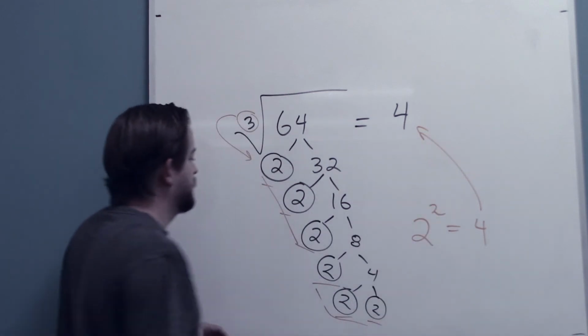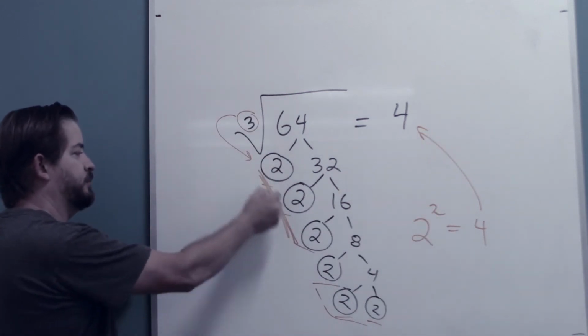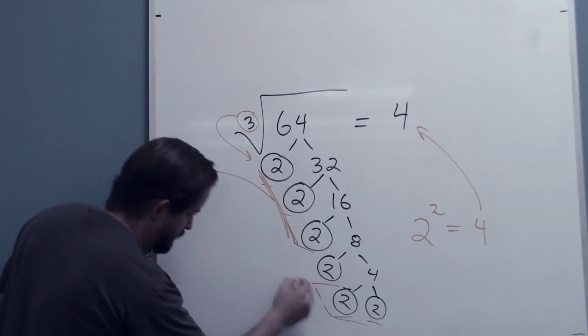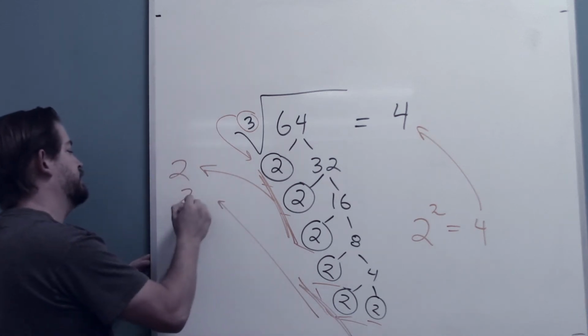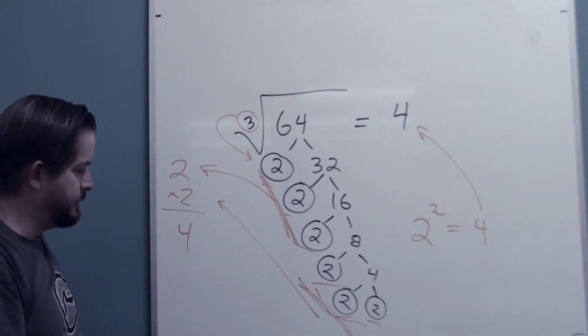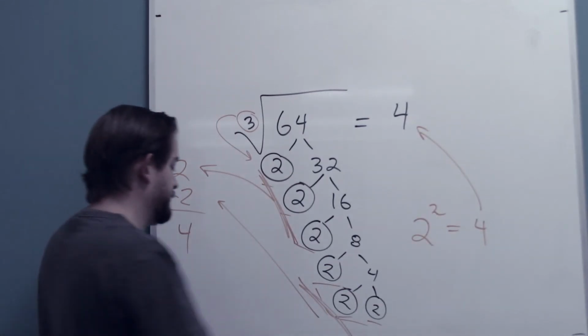Right? You can think of this as I need 3 to pull out, so I have 3 2's that come out as a 2. I have 3 more 2's that come out and multiply by the 2 that's already out there, and that's how I get my 4. Okay? Let's take a look at another one of these.